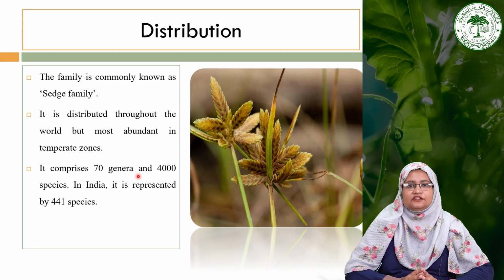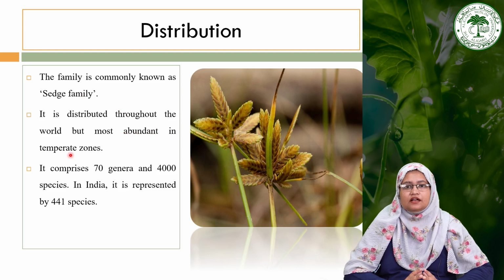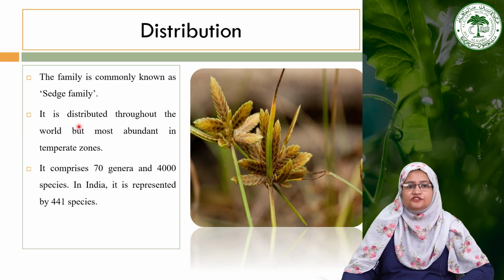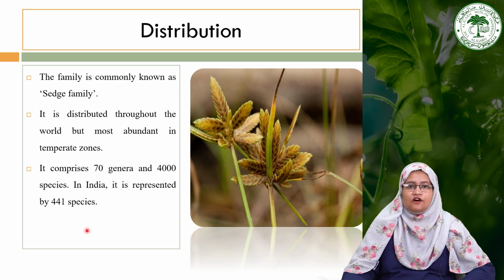If we see the distribution of this family Cyperaceae, also known as the sedge family, it is distributed throughout the world, but is most abundant in the temperate zones. It comprises 70 genera with about 4,000 species, and in India it is represented by approximately 441 species. And here you can see the sedge plant.